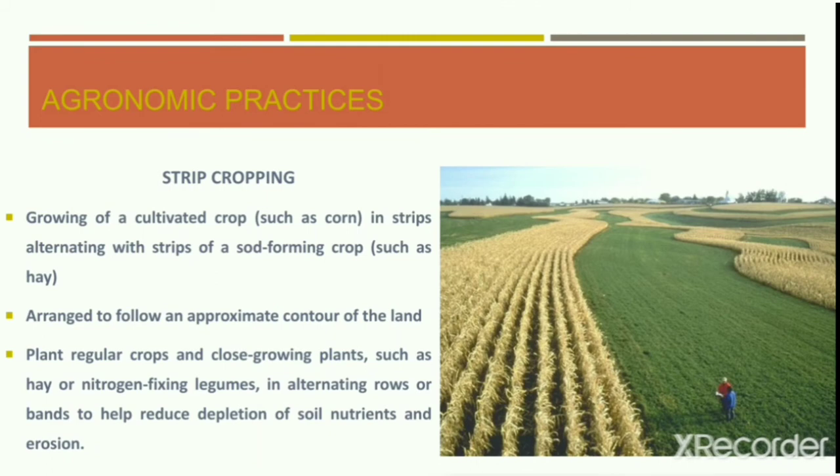Strip cropping is another method which can also help in the conservation of soil and moisture. It is the growing of a cultivated crop in strips alternating with strips of a sod-forming crop. Generally, it is arranged to follow an appropriate contour of the land. Close-growing plants, such as hay or nitrogen-fixing legumes, are grown in alternate rows to reduce the depletion of soil nutrients and thereby improve the quality.